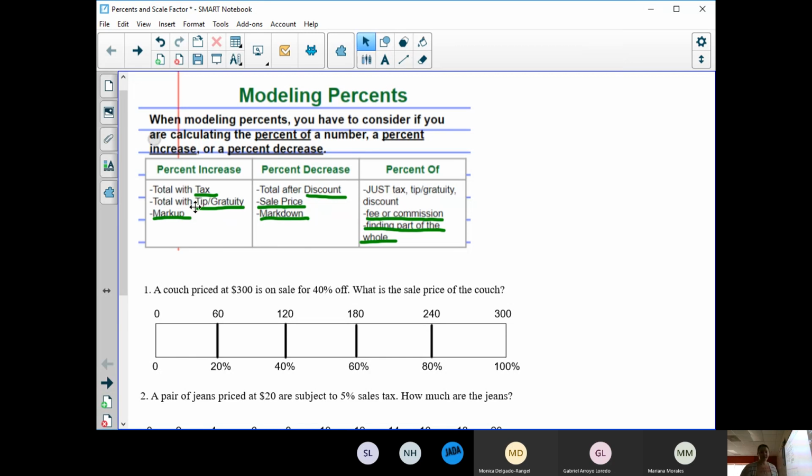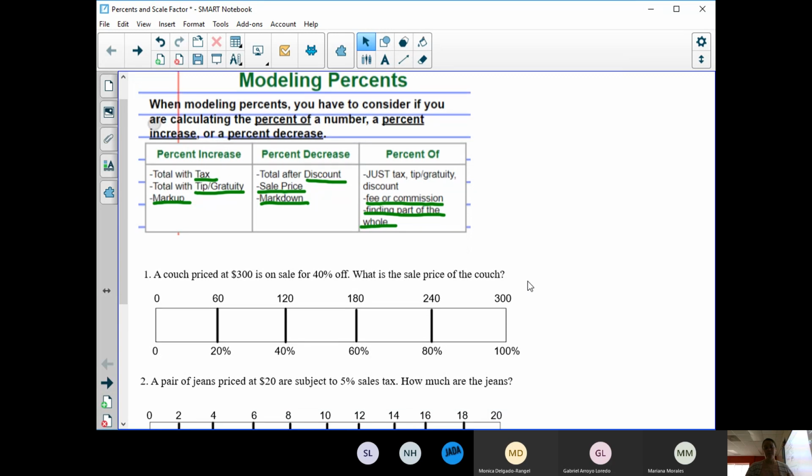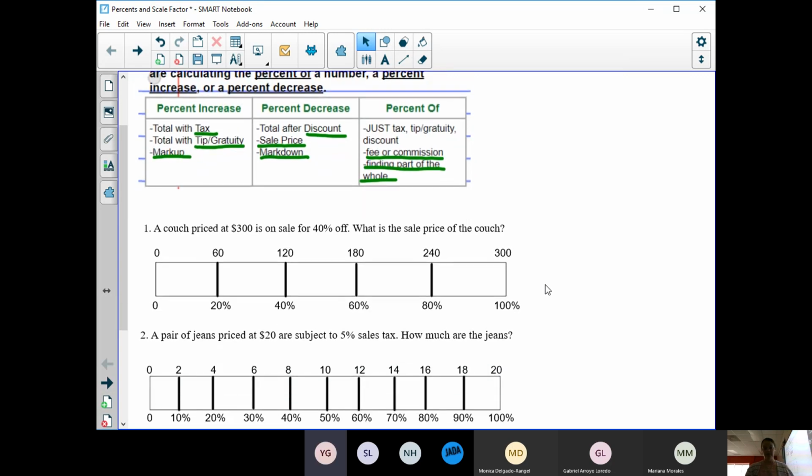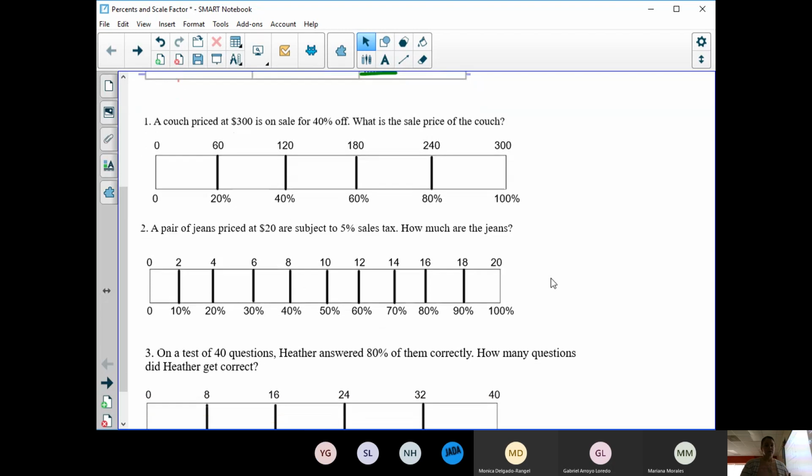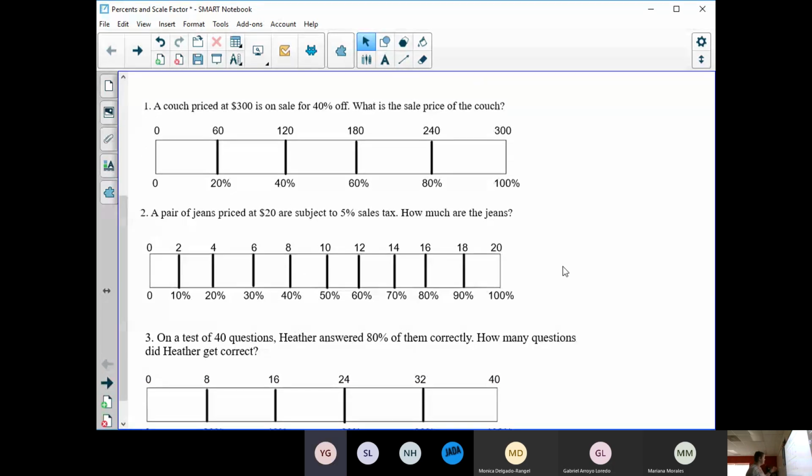So we're going to look at 3 different examples of this, one for a percent increase, one for decrease, and one for percent of. And we're going to talk about how to model these using a bar model. So here we see our 3, and I already went ahead and sectioned off my bars, just so you can see what this looks like. And our first one says, a couch priced at $300 is on sale for 40% off.